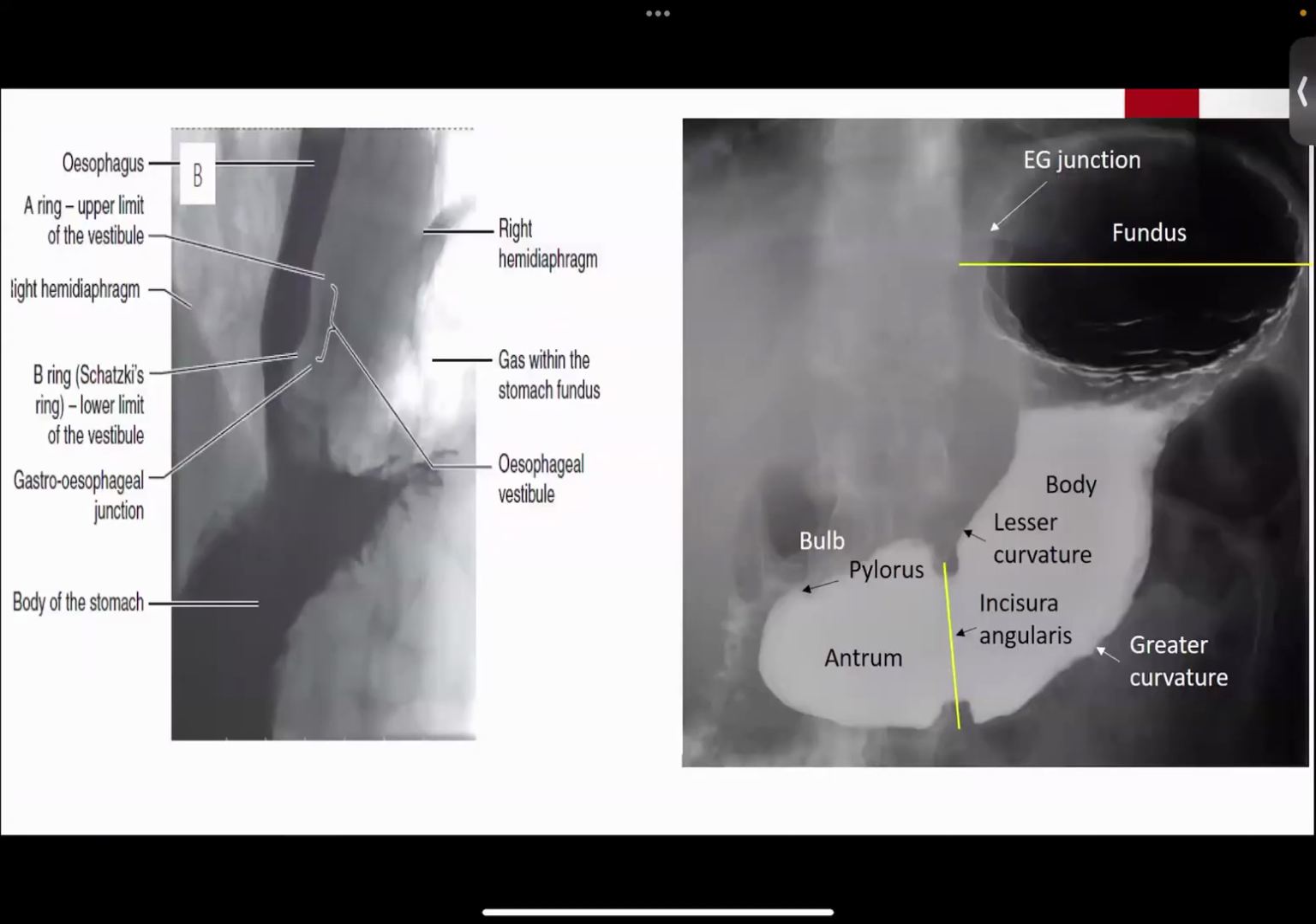This is single contrast barium meal showing the parts such as we see before, the fundus, and here is the gastroesophageal junction. This is the body until the incisura, from here the antrum continues, and from here the pyloric canal.